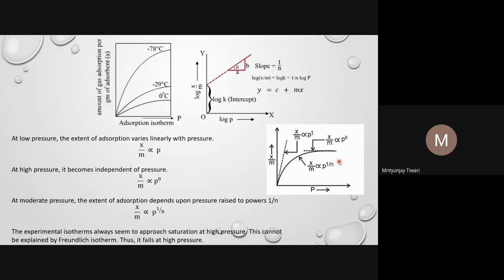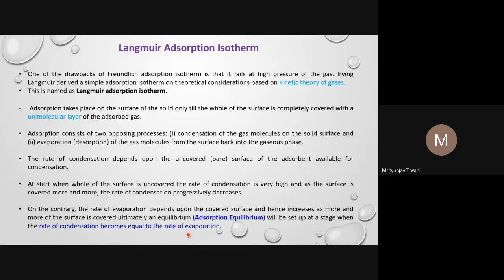So at lower pressures, we see the extent of adsorption is almost proportional to p. And at higher pressure, x by m, the extent of adsorption, is not dependent on the pressure. Adsorption doesn't increase. And so the value of n is not constant. In that case, this adsorption isotherm does not follow the equation given by Freundlich. So we see the limitations. The experimental isotherm always seems to approach saturation at high pressure, so this cannot be explained by the Freundlich isotherm, thus it fails at high pressure.